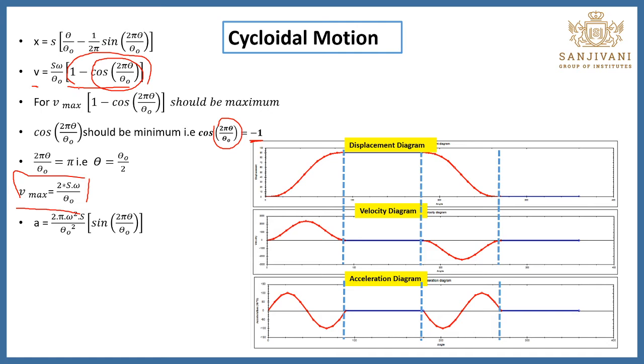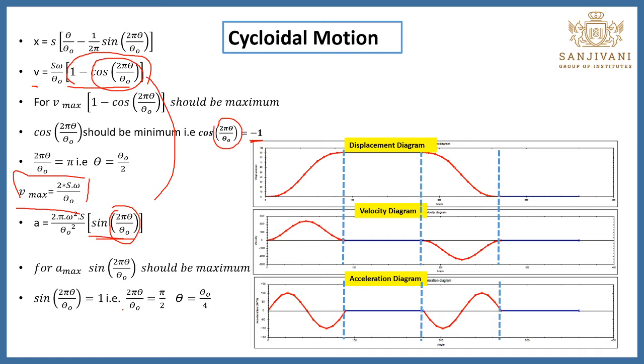Next, if we differentiate this velocity equation, we will find this equation, with minus cosine becoming sine. Again, in this case we have to find out the maximum value. To have the maximum, this value should be maximum, and we get that when the total angle is either pi by 2 or 3 pi by 2. When we put this total angle as pi by 2, that means theta is equal to theta O by 4. So this total angle is theta O, this is theta O by 2, and this is theta O by 4, at which we will find the maximum acceleration, and that maximum acceleration is this.